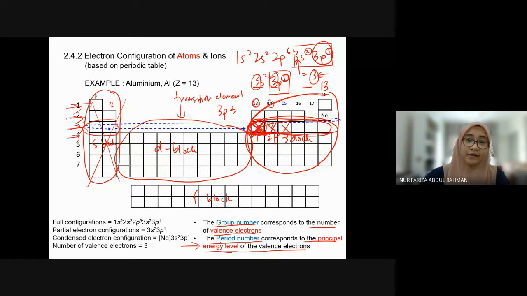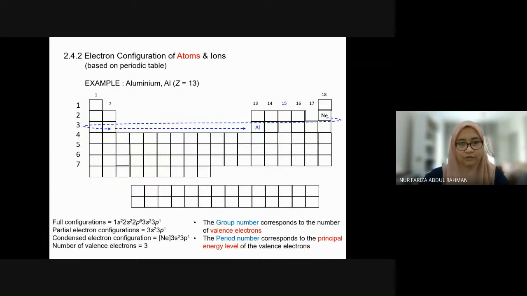Or alternatively, let me erase all the ink first. We have 3s2, 3p1. This is the highest sub-level being filled for aluminium. We could also refer to it as s1, so this is s1, s2, and then 3p1. So 3s1, 3s2, 3p1. There you go for your aluminium.